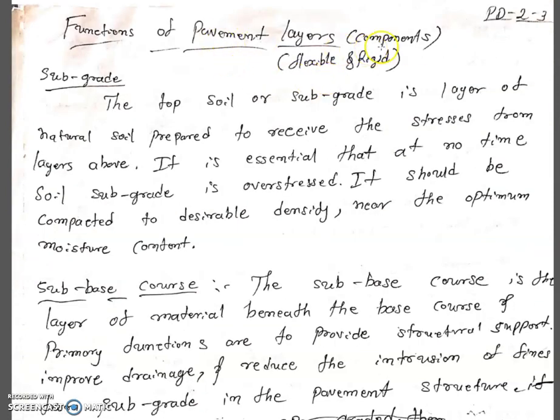Functions of the pavement layers. See, flexible pavement or rigid pavement, subgrade will remain the same. What is subgrade? It is the top of the soil, or the subgrade is the layer of natural soil prepared to receive the stresses from the layers above, whether it is the base course, surface course, whatever. It is essential that at no time soil subgrade is overstressed.